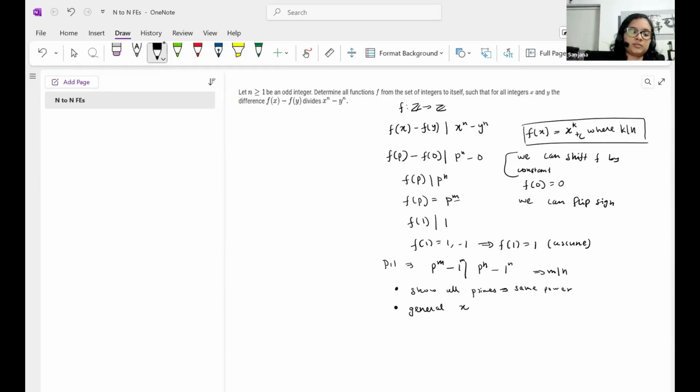You should try plugging a prime and a general value for x into the function. Try to see what you get.